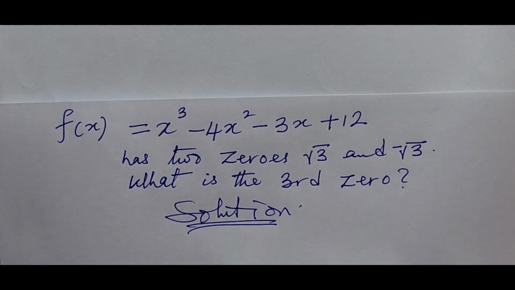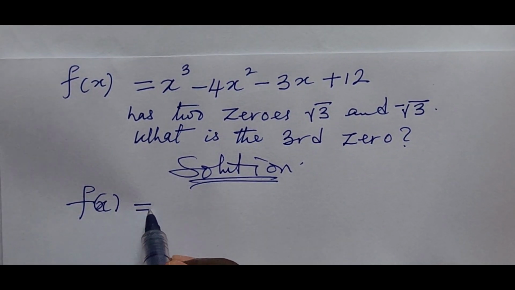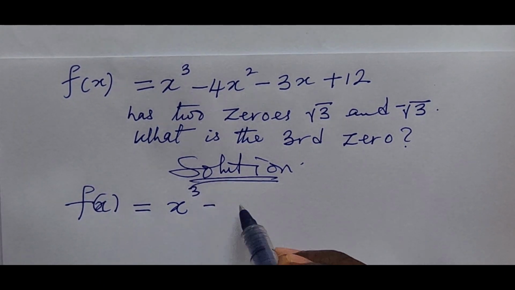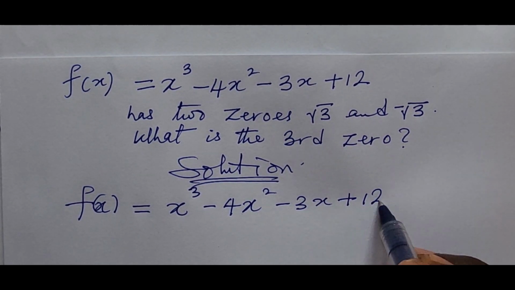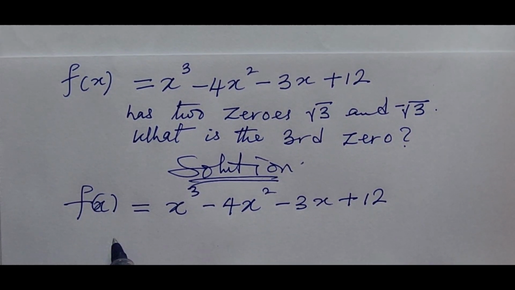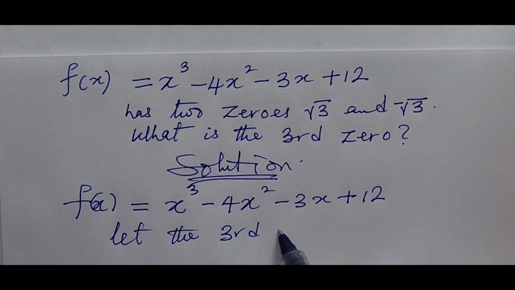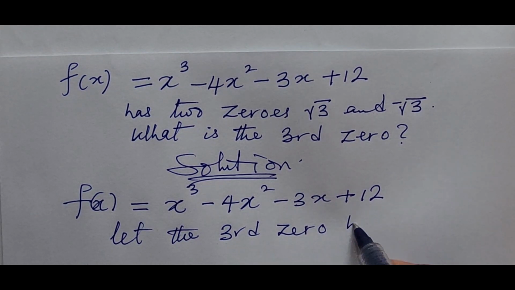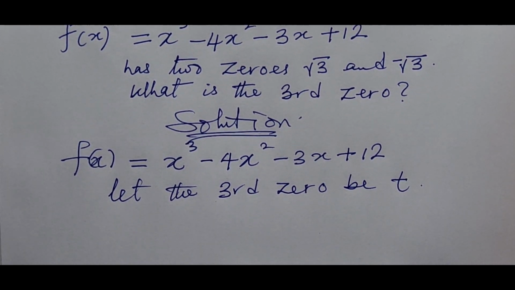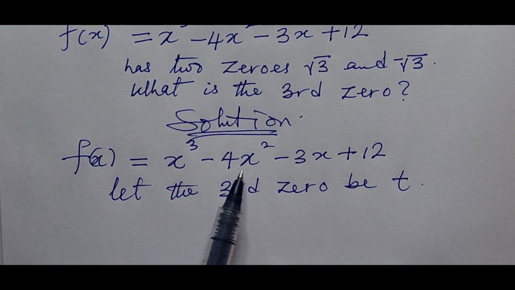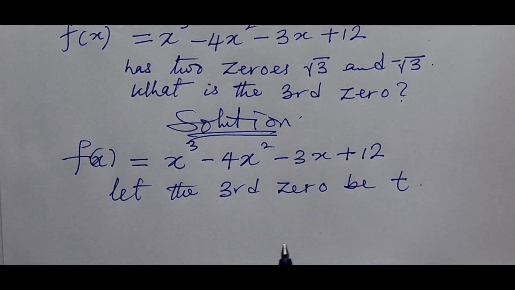Now let's write our function. We said our f of x equals x to the power of 3 minus 4x to the power of 2 minus 3x plus 12. So from here, I want to say let the third zero be t. So if the third zero is t, we're going to express the whole of this expression in terms of the first, second, and the third root.